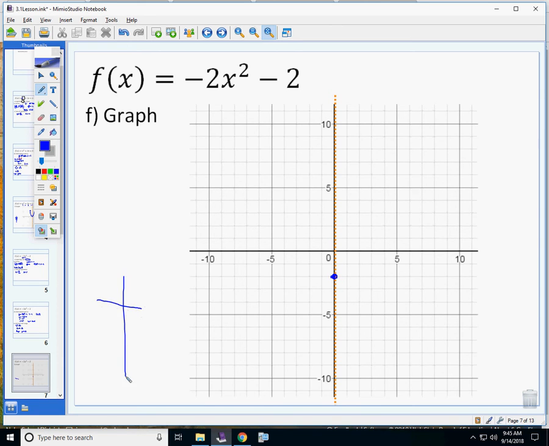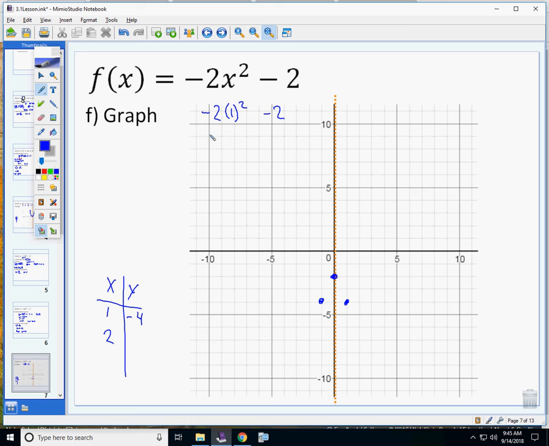So in this case, we would want to plug in at least a couple more values. I like to plug in, say, 1s or 2s because they're really easy to multiply. So we got negative 2 times 1 squared, and you get minus 2. That gives you an answer of negative 4. So if we plug in a 1, we get an answer of negative 4. Then we can reflect that across our axis of symmetry.